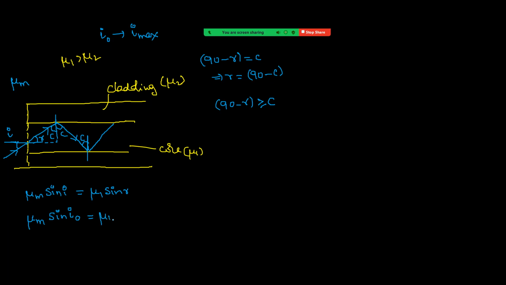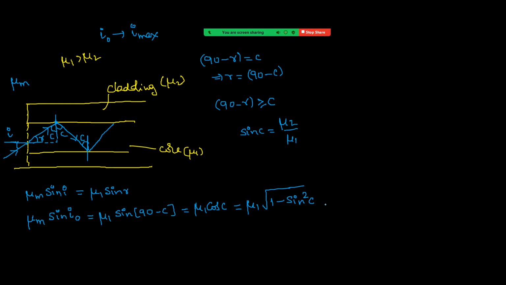So it is now mu 1 sin of 90 minus C. Now this is equal to mu 1 cos C. In the place of cos C, we can write square root of 1 minus sin squared C. And we know that at this junction, the core is medium 1 and the cladding is medium 2. For this pair of media, we can say sin C is equal to mu 2 by mu 1.